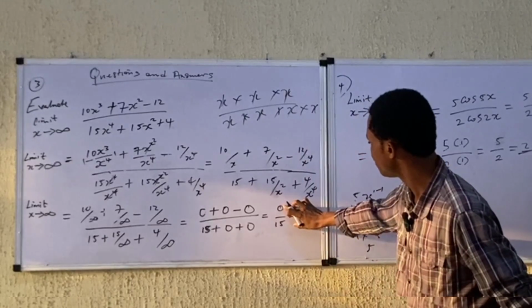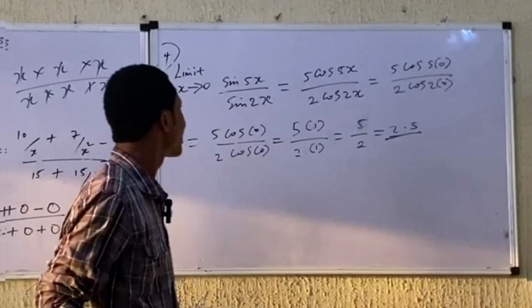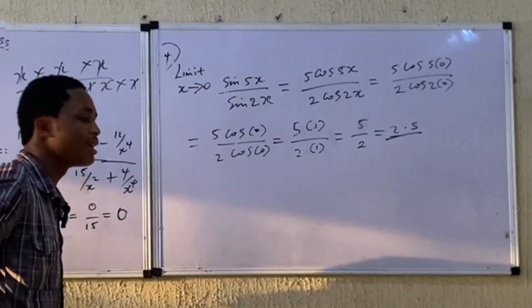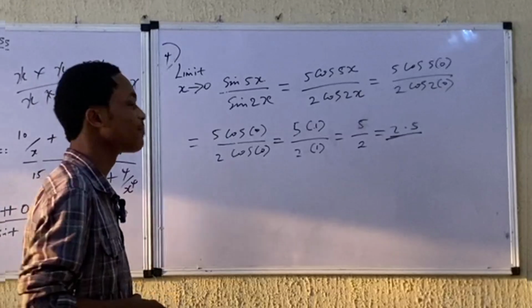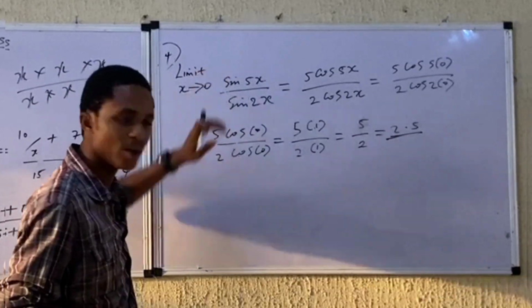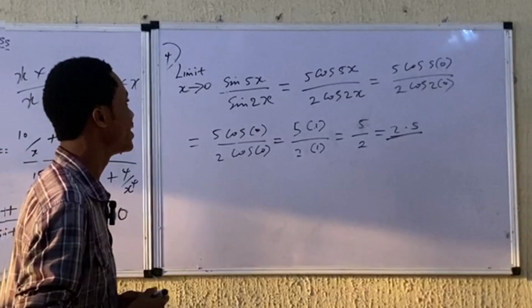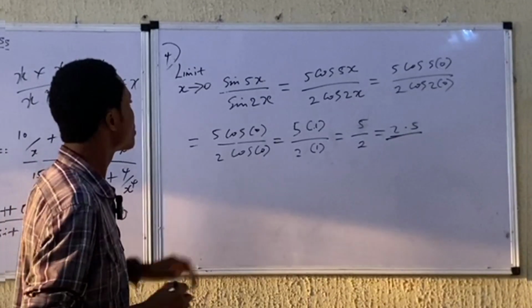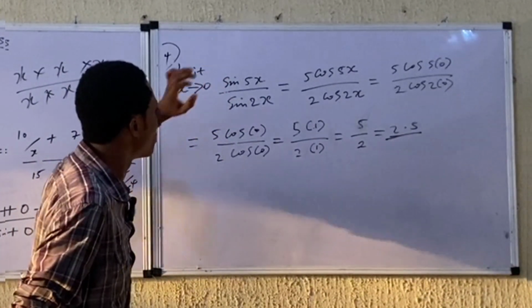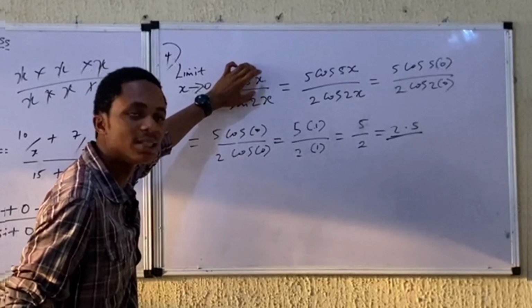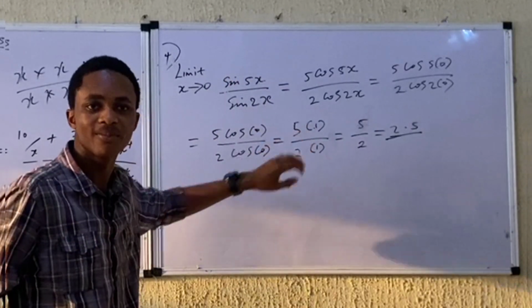Now 0 divided by 15 is 0. Okay, question number 4: limit as x approaches infinity. When you see a question like this, just take a deep breath. I know most of you already know what to do. First of all, we have the trig and a number here, 5x.